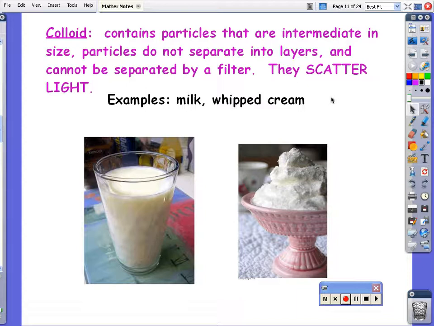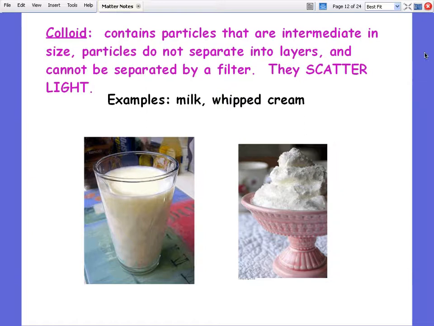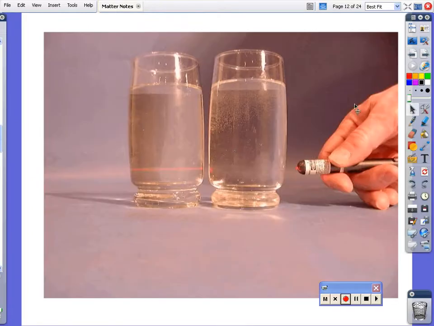The last type is colloids. Colloids are kind of a weirdo in between. It's not quite a suspension, it's not quite a solution. It will not separate into layers, so in that way it's like a solution. Milk is a good example. Milk will stay white for long periods of time, but it will scatter light like a suspension, which means that the particles in it are big enough that they can't typically be distinguished, but you can see that they scatter light.